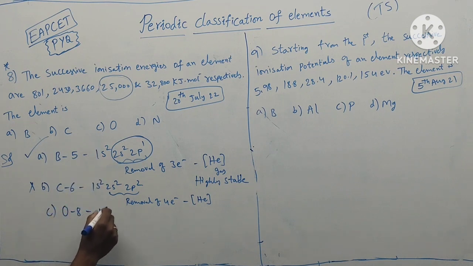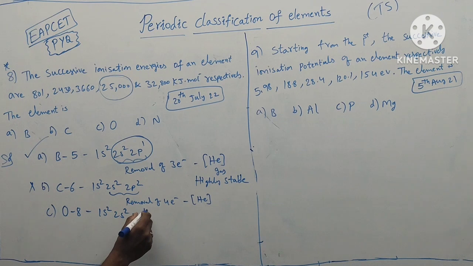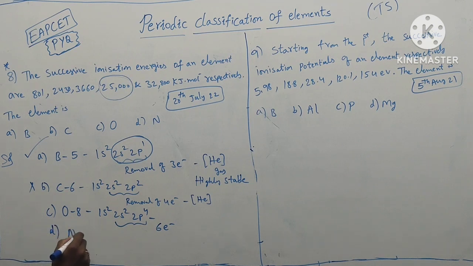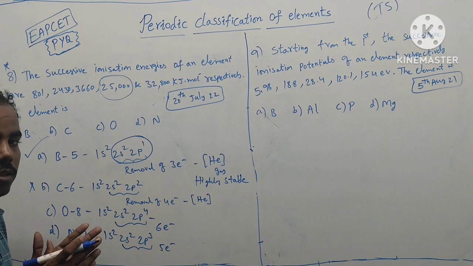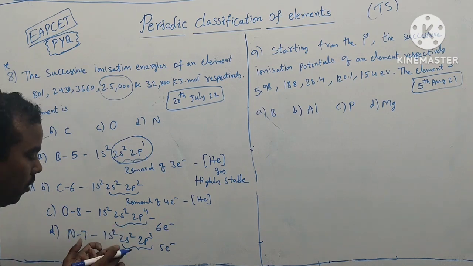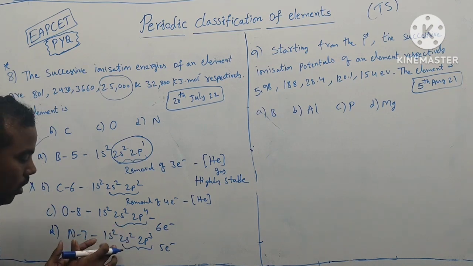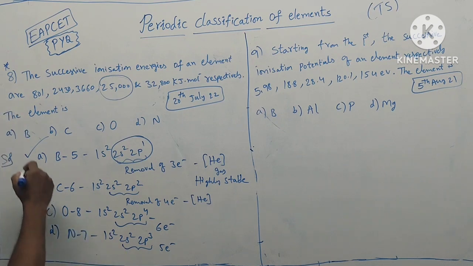Observe oxygen also: oxygen 8, 1s2, 2s2, 2p4. Here 6 valence electrons are present. Observe D, nitrogen 7, 1s2, 2s2, 2p3. Here 5 electrons. After removal of 5 electrons, it is converted to noble gas configuration. But after removal of 3 electrons, it is converted to just fulfilled electronic configuration of 2s, but not noble gas. So the answer is boron. Very important one.